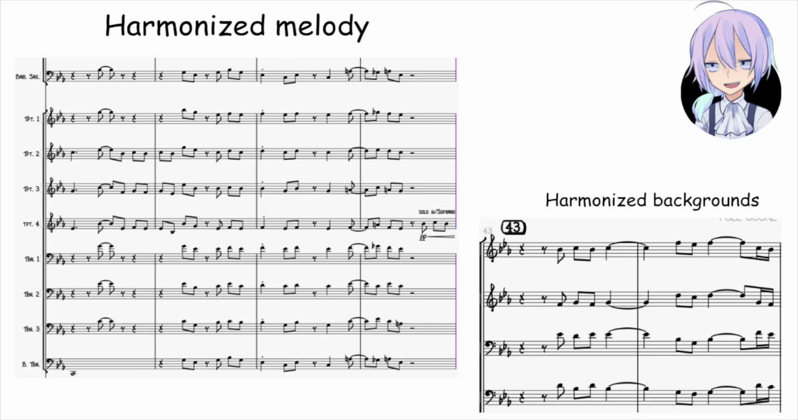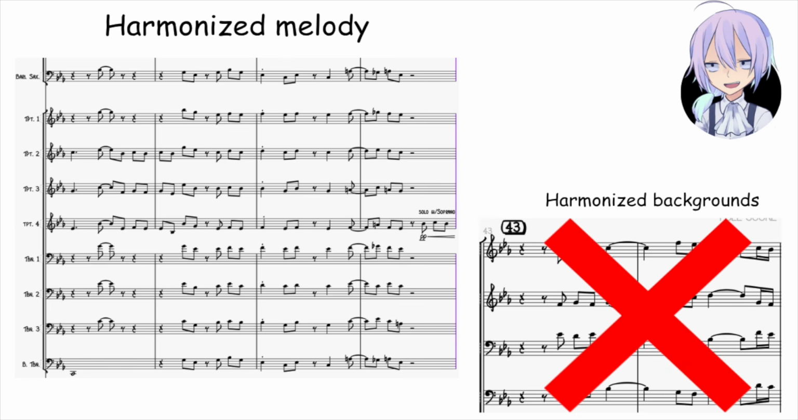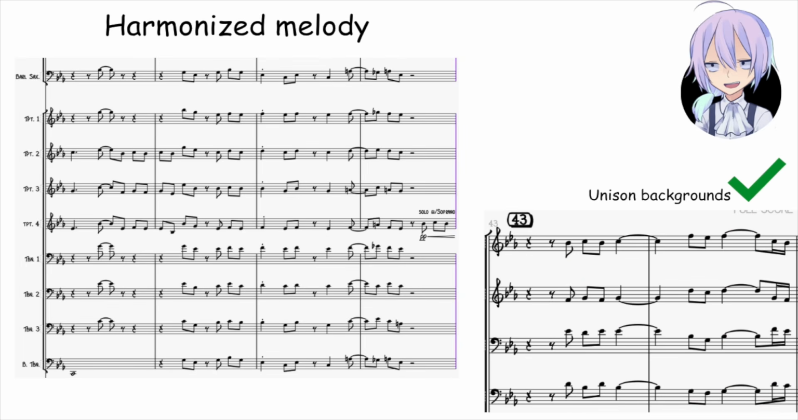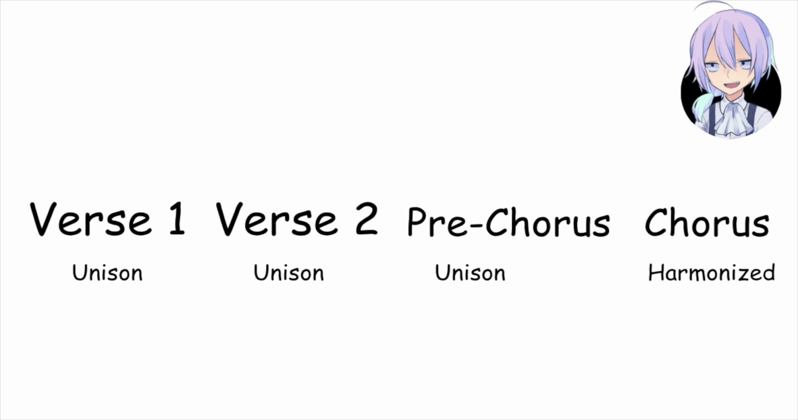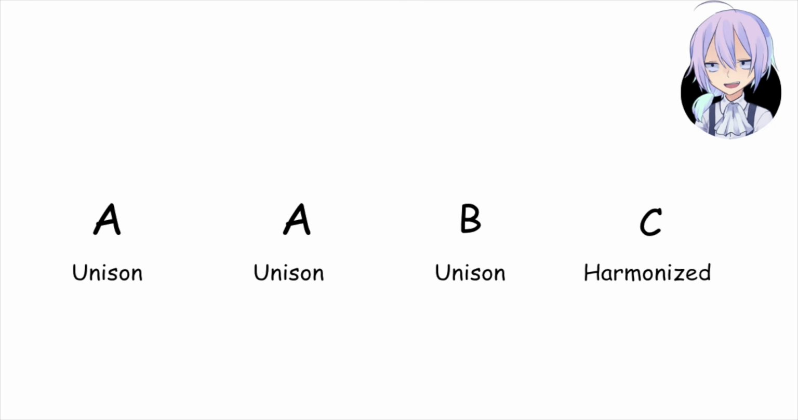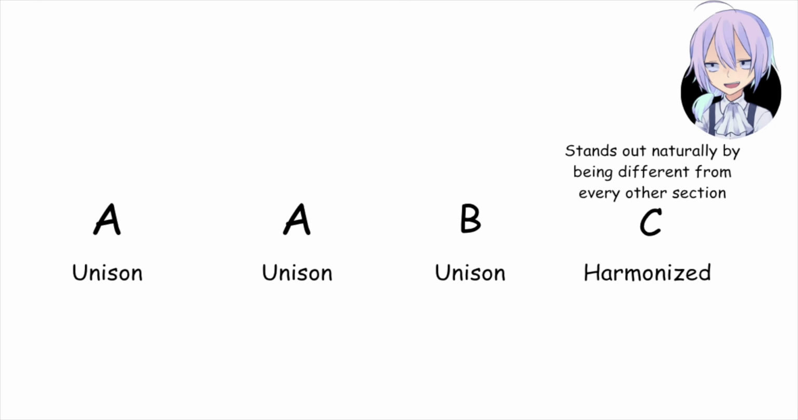Having a harmonized background over a harmonized melody can be confusing, so if the melody is harmonized, it's best to keep the backgrounds in unison. One trick I really like using is saving harmonization for the chorus of the song, or for the last section if it's a standard. A harmonized melody is pretty standard for big band arrangements, so by delaying it all the way until the chorus, it makes it stand out a lot more.